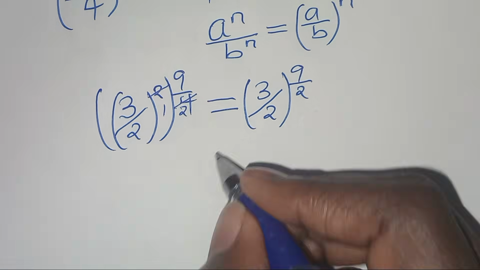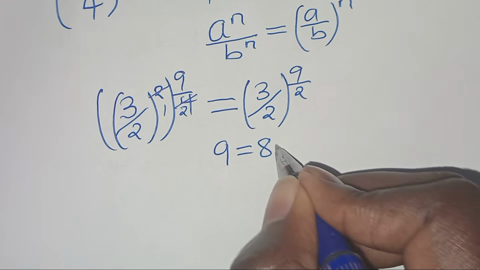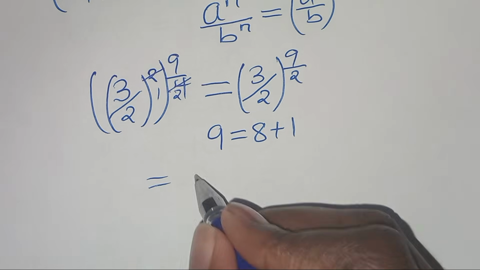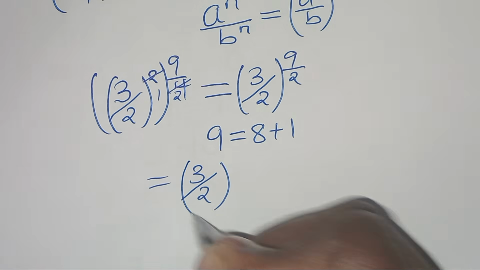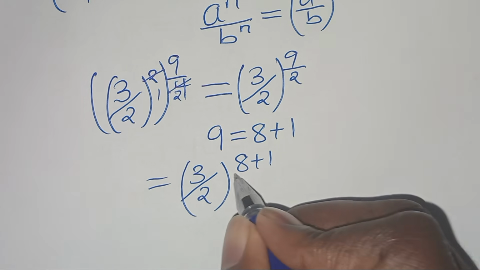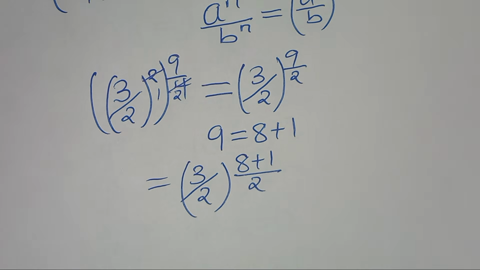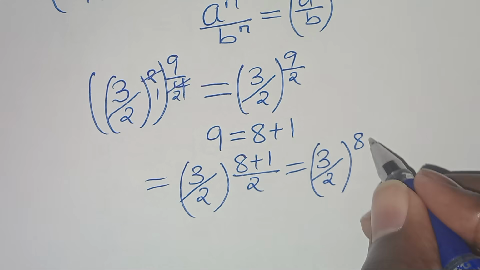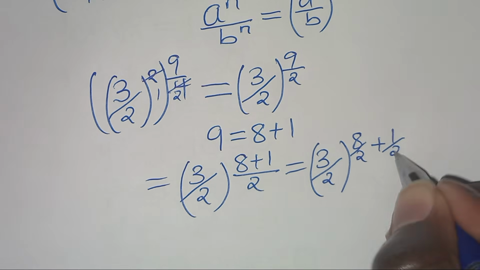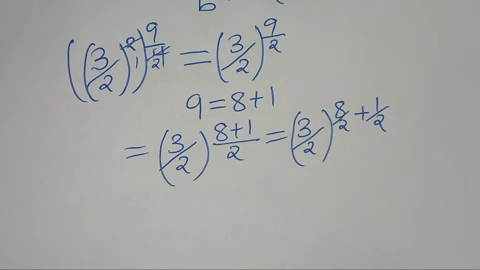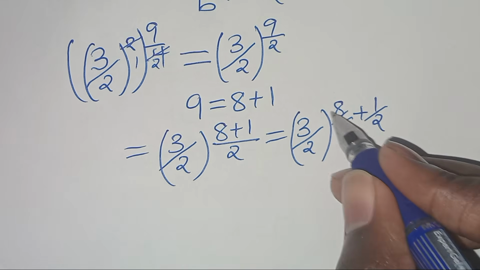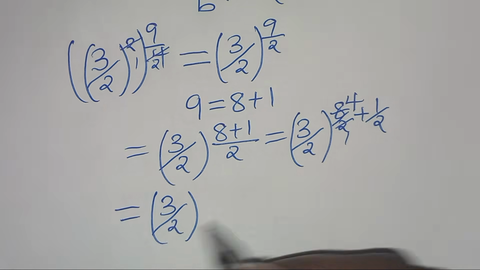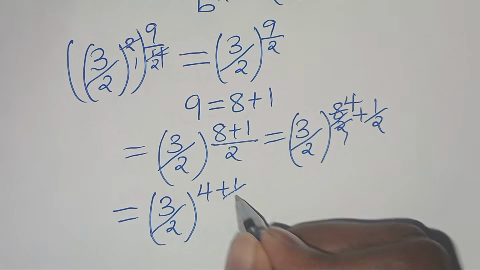The next step, we can express 9 as 8 plus 1. So this implies we have 3 over 2 raised to power 8 plus 1 over 2. And this is the same thing as 3 over 2 raised to power 8 over 2 plus 1 over 2. So let's simplify here. 8 divided by 2 is 4. So we have 3 over 2 raised to power 4 plus half.